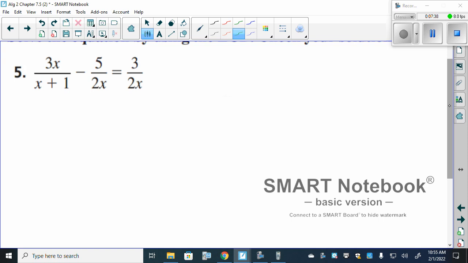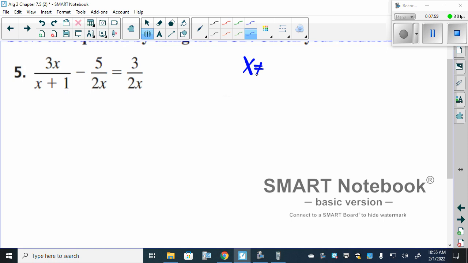We have 3x over x plus 1 minus 5 over 2x is equal to 3 over 2x. So, as we just saw, it might be helpful to list the restrictions first. That way, if one of those values comes up, we don't have to plug it back in later, or plug both of them back in later to make sure that they do work.